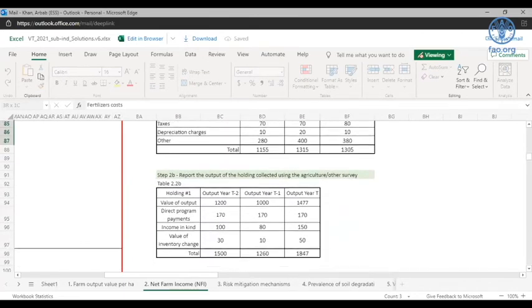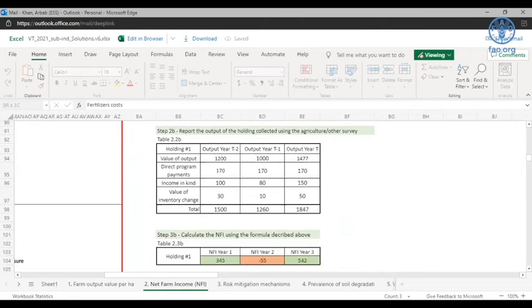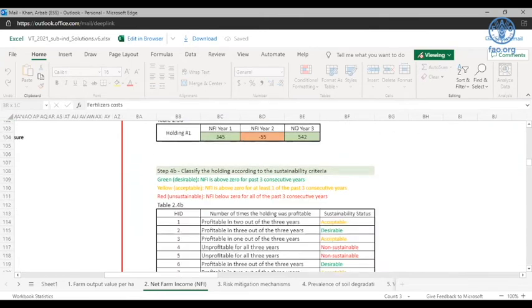So we have the value of output. We have information on direct program payments. We have information on income in kind, value of inventory change for 3 years. We have the cost of inputs for 3 years. And then we start subtracting the cost from the revenue for each year for us to estimate the exact situation as to whether the holding was profitable in that particular year.